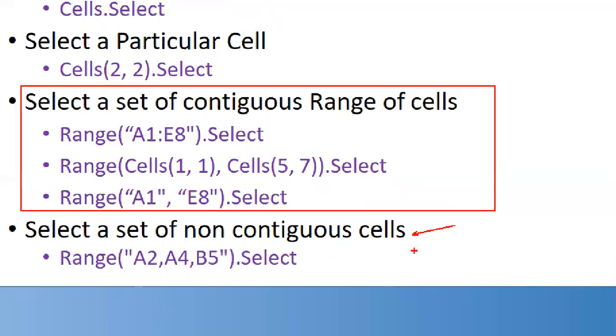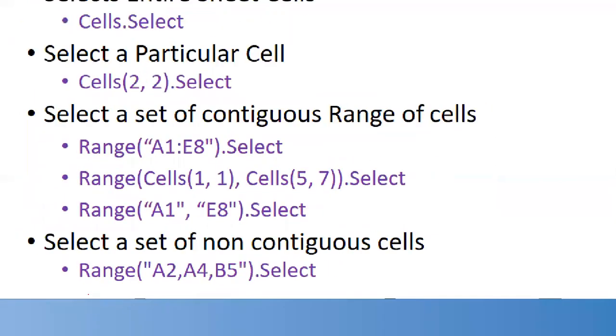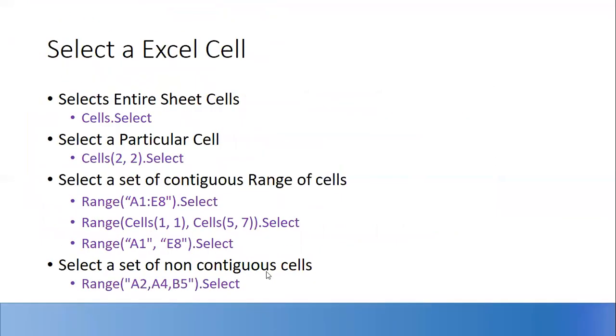When I talk about a contiguous cell, you want to select all the data in a single range. But when I talk about a non-contiguous cell, you want to select this data alternatively, some specific set of cells. So in this, what we have done here is we want to select A2, A4, and B5. So let us do this.